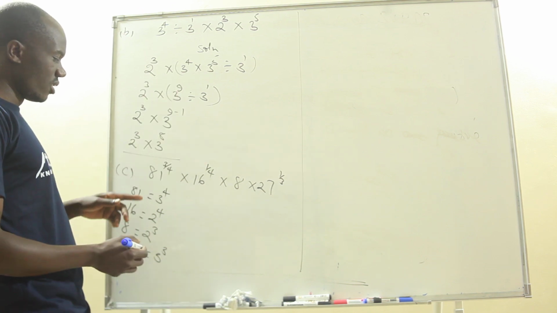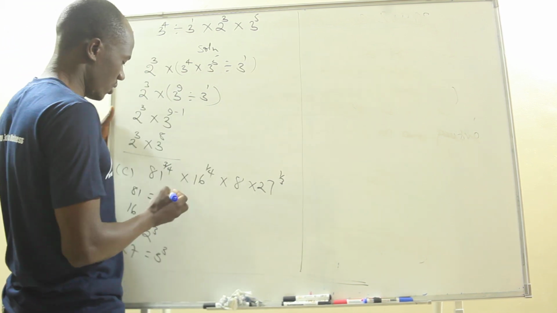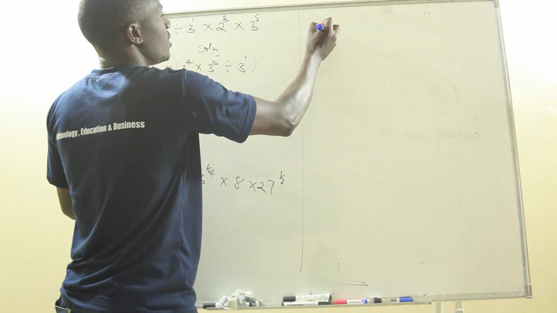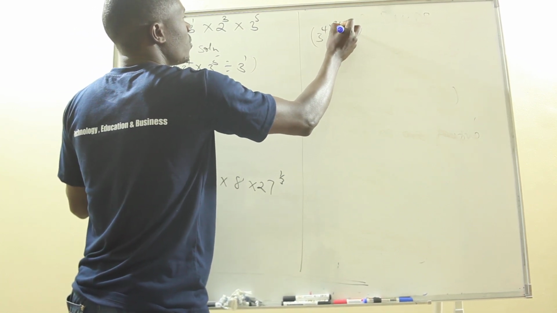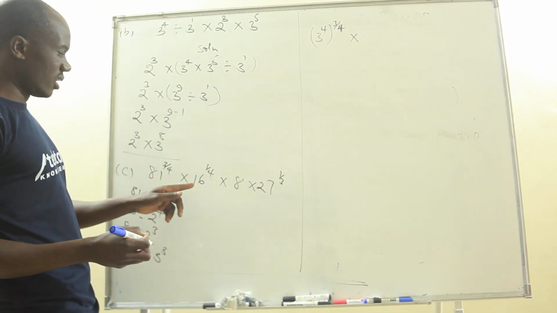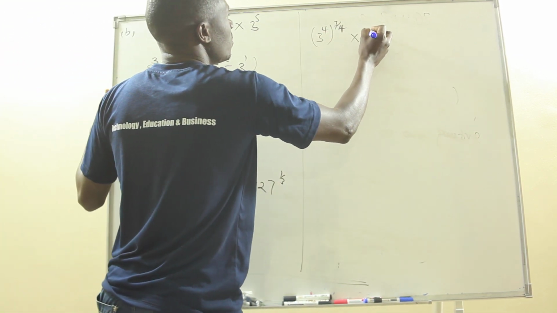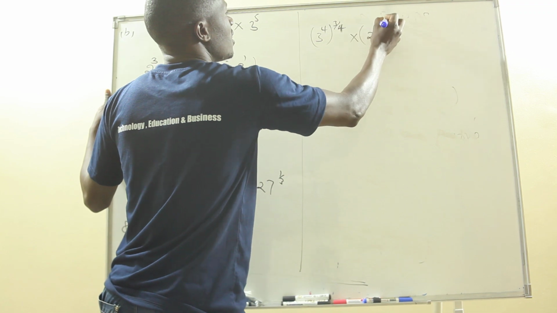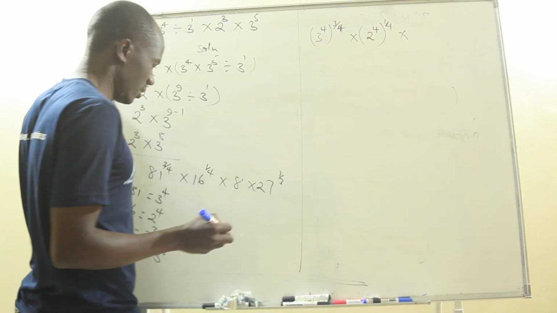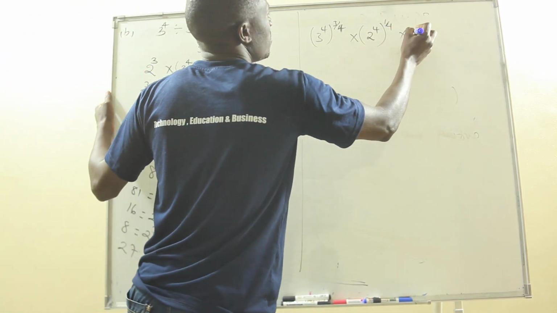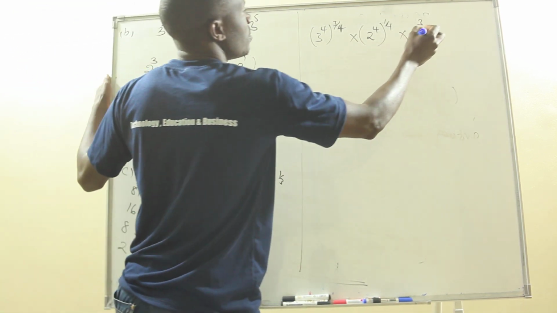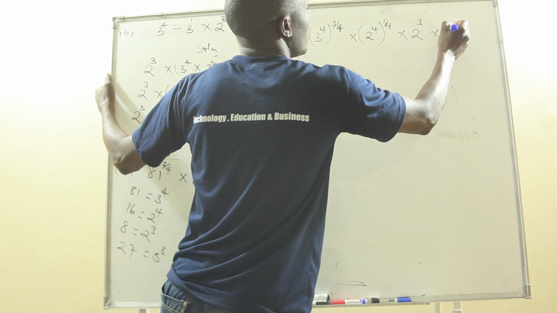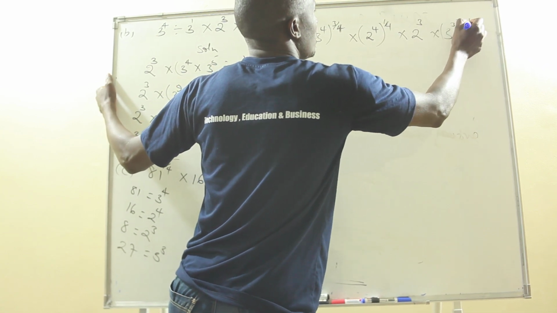So we go on. Where there is 81, we put 3 power 4, then the power is 3 out of 4, times. Where there is 16, put 2 power 4, again the power a quarter, times. Where you see 8, we put 2 power 3, times. Where you see 27, put 3 power 3, outside a third.